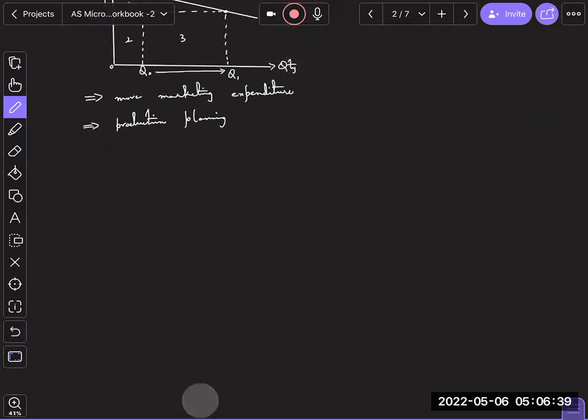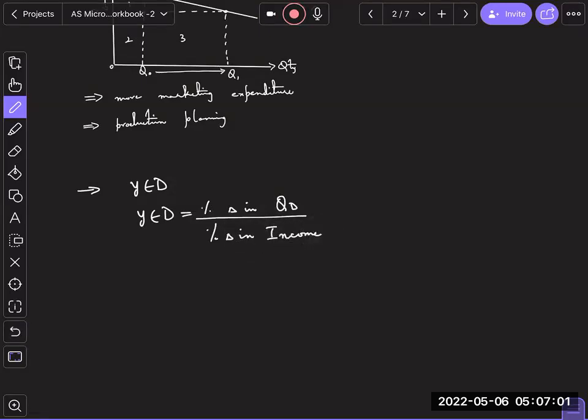The second one is YED. Then you will explain what is YED. YED measures the responsiveness of quantity demanded due to a change in income, and the formula to calculate YED is percentage change in quantity demanded upon percentage change in income. Since it's a normal good, it's a luxury good, it's a normal good. If your income increases, only then you spend more on travel and tourism, your expense increases. So that is why YED should be greater than zero. It's a normal good.